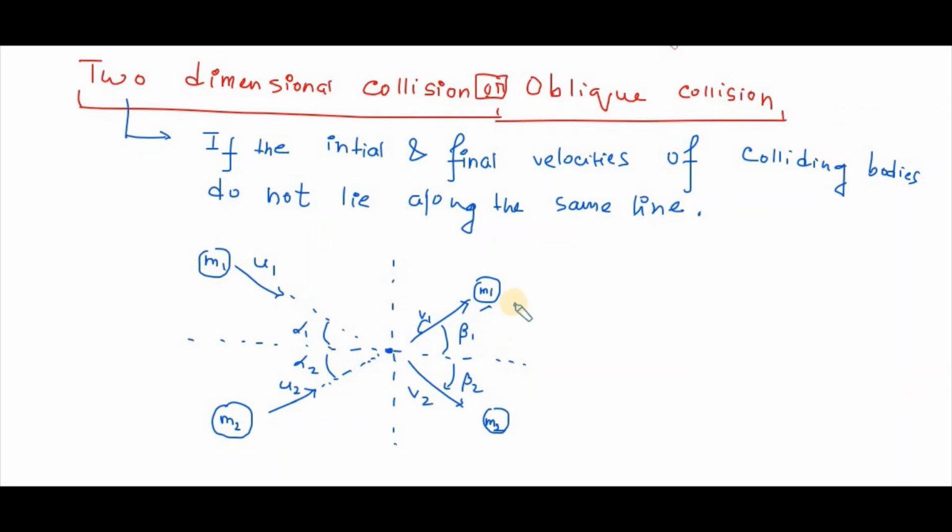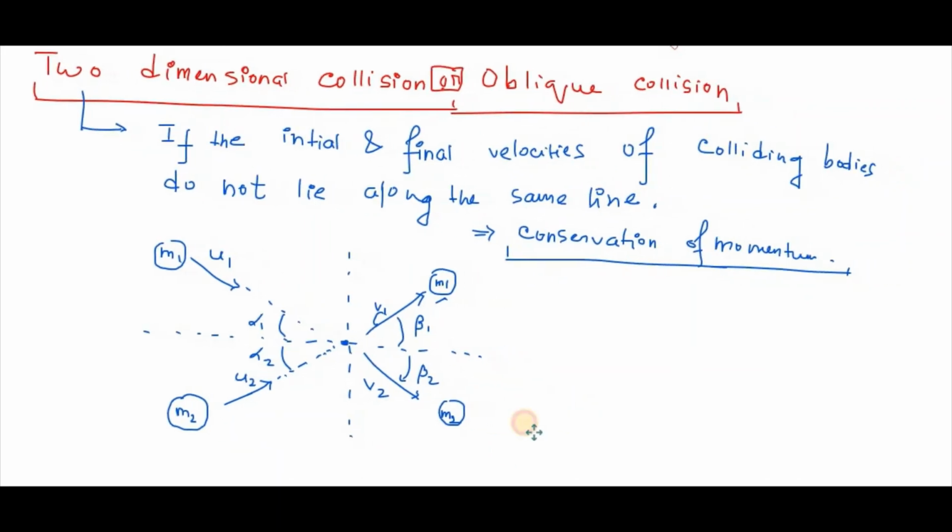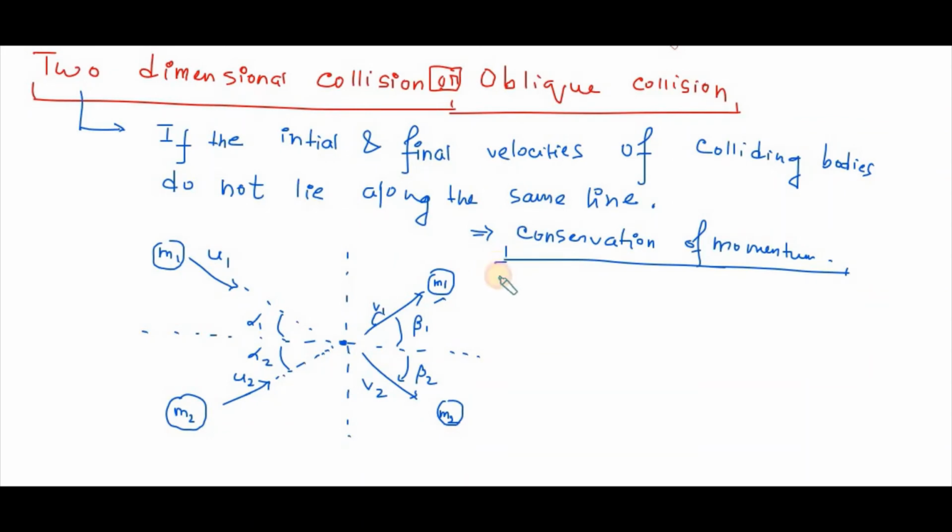Now in two-dimensional collisions also, we can apply the conservation of momentum. But since it's two dimensions, we apply the momentum conservation separately along the horizontal direction and along the vertical direction. We can define our coordinate system here. This represents the x and y axes, where the x axis is the horizontal direction and the y axis is the vertical direction. So we can apply the conservation of momentum along both directions separately. First we are going to apply the conservation of momentum along the horizontal direction.